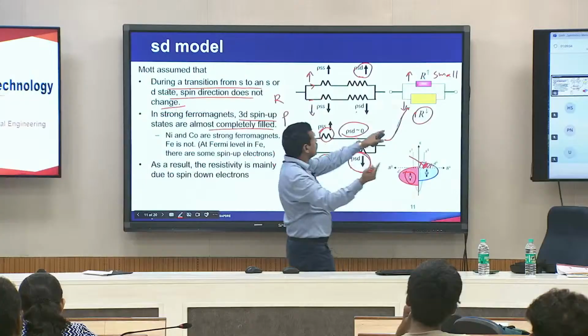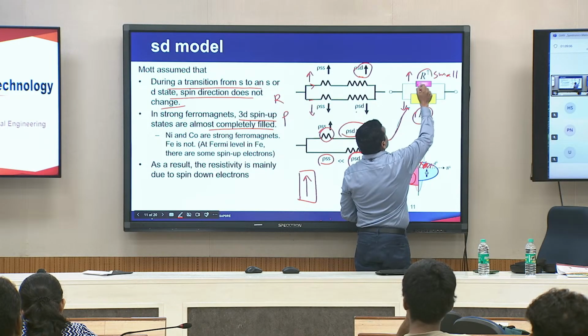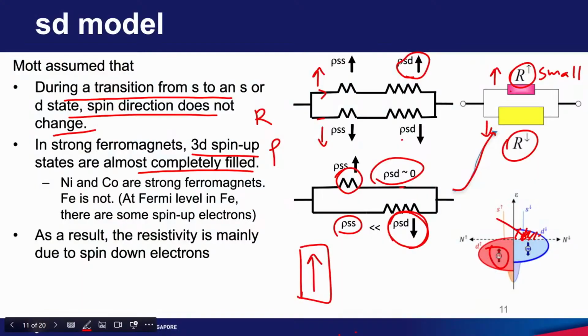So, this is what I was saying. The spin up electron does not get scattered much, so it has a small resistance. The spin down electron gets scattered more, so it has a large resistance.